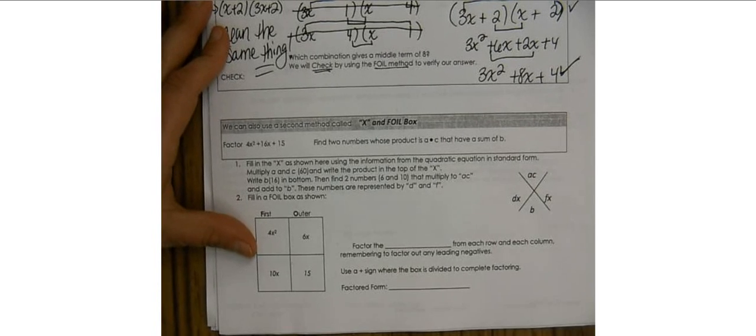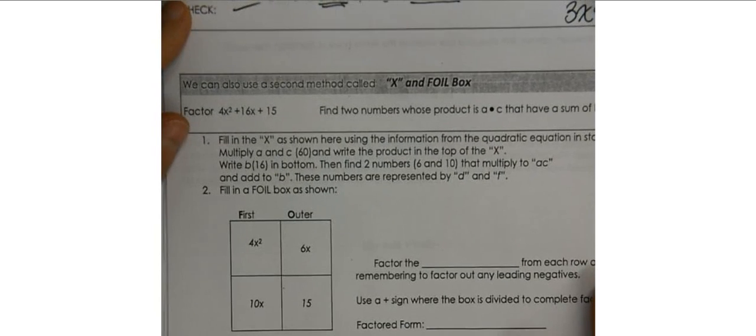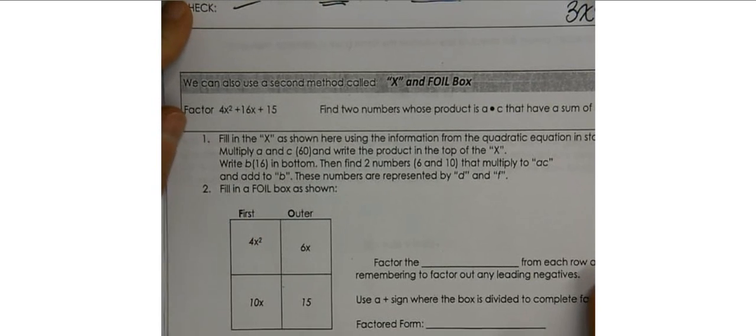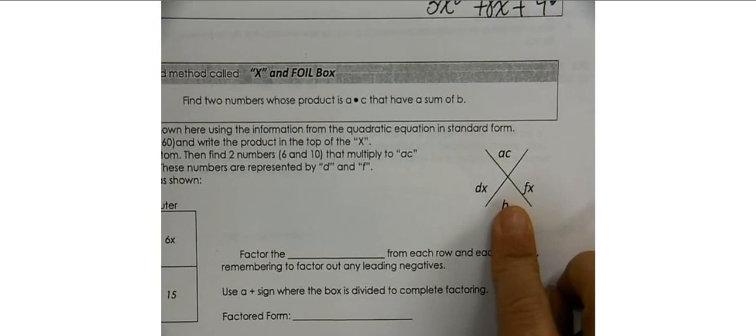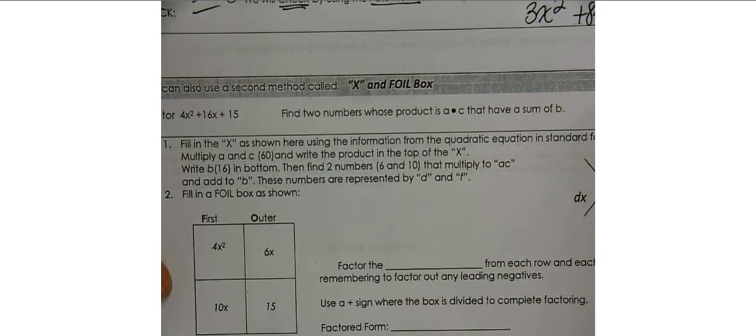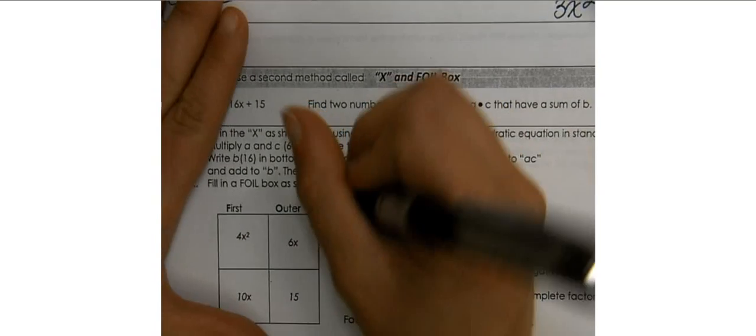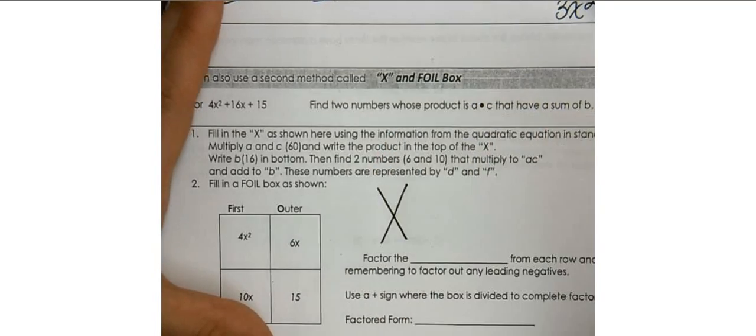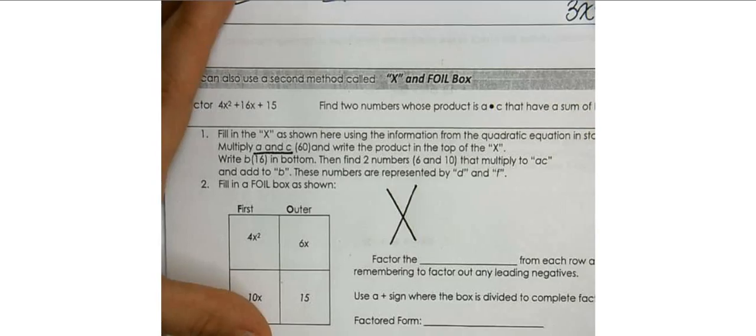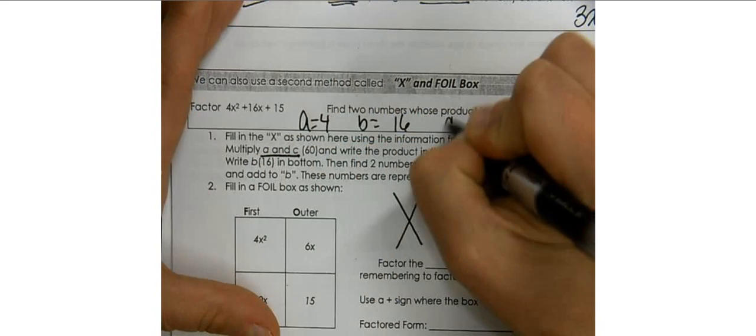All right, the other method is called the X box, or X and FOIL box. And what we want to do is factor 4x squared plus 16x plus 15. So what we're going to do first is fill in the X that we have here on the side using the information from the quadratic equation in standard form. We're going to multiply a times c together. In this case, our a value is 4, our b value is 16, and our c value is 15. And notice at the top on this X, we have a and c.